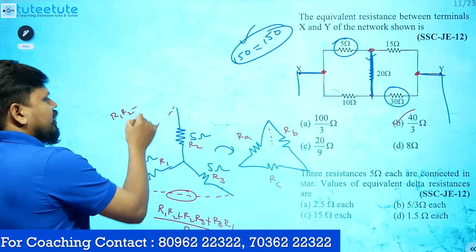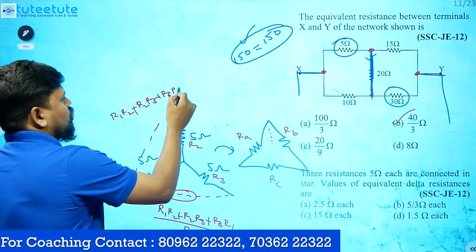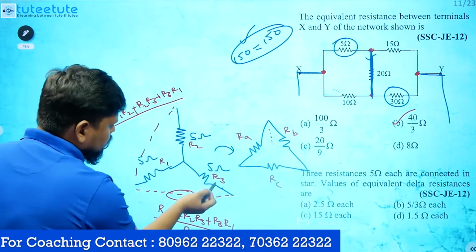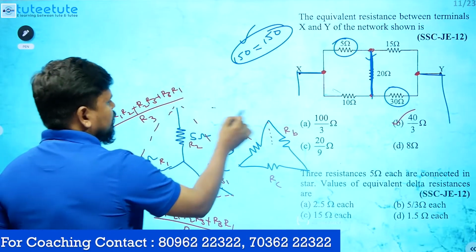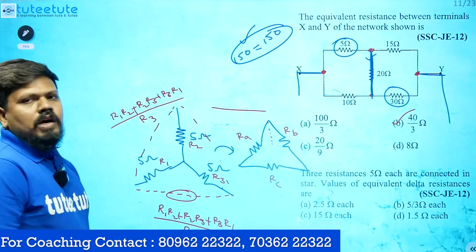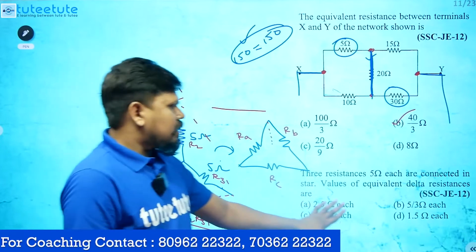If you want the resistance here, what is the value? R1 R2 plus R2 R3 plus R3 R1, the numerator is the same only, divided by whatever is opposite, divided by R3. If you want it here, the numerator will be the same only, and the denominator is R1. Anyway, I have given this just for understanding, so directly we can solve this one.